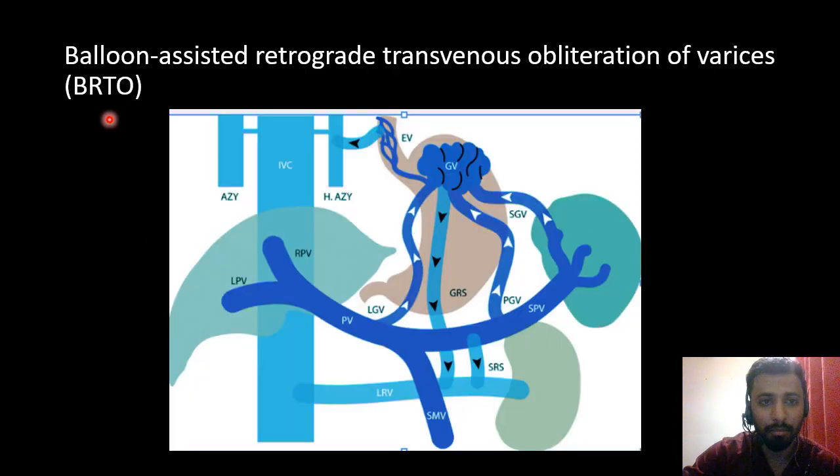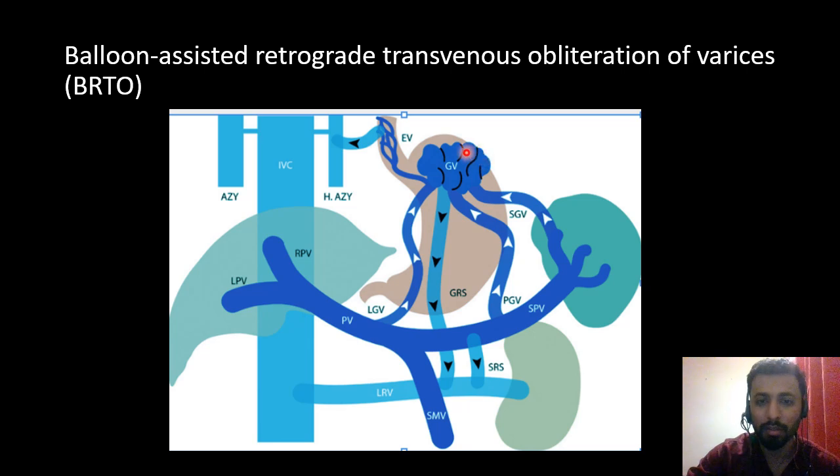The next topic is balloon assisted retrograde transvenous obliteration of varices. When it comes to the anatomy of these varices, as I spoke previously, we know this is the splenic vein, portal vein, superior mesenteric vein. The left gastric vein, short gastric veins and posterior gastric vein are all afferent veins. Afferent, A-F-F. We call it afferent because the direction of flow is towards the varices. But we should also know where the varices are draining into.